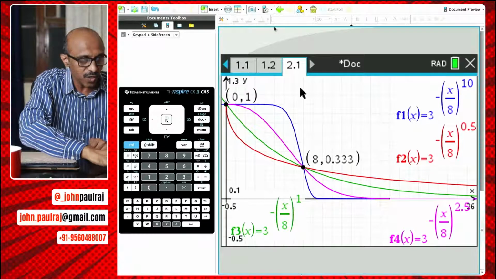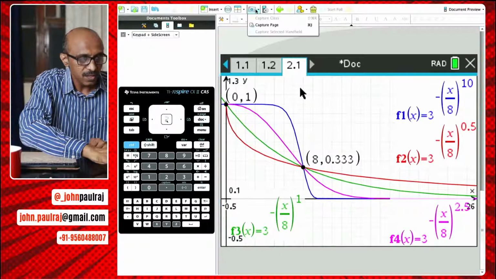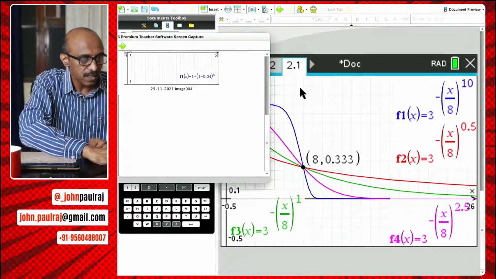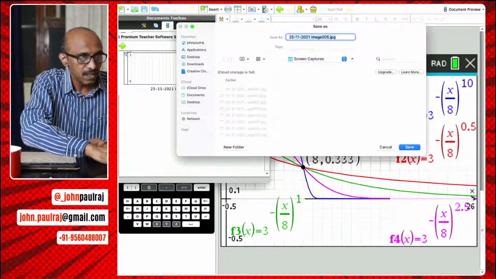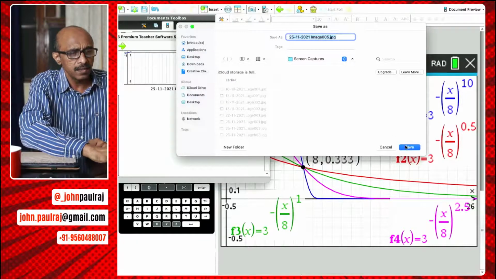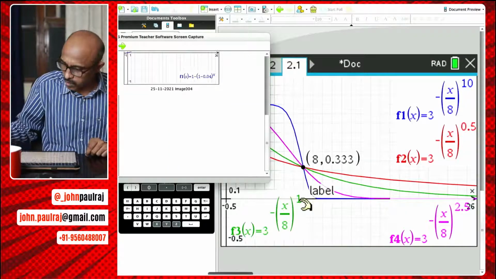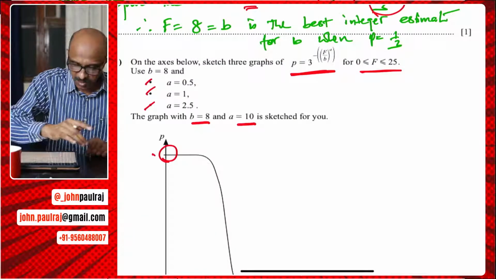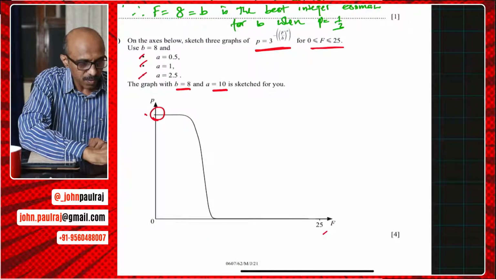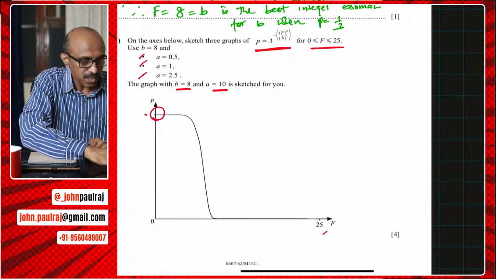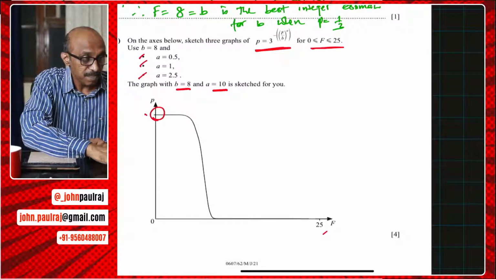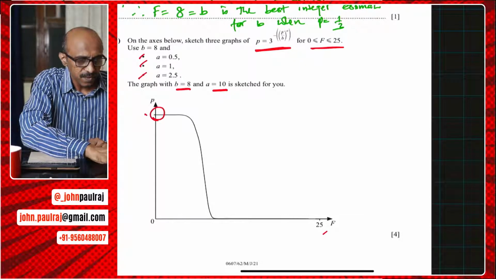I'm going to take a screenshot of this one. Here we go, screen capture, and let me make sure that it saves. Then I'm going to transfer it onto OneNote. Let me bring up the page for you guys. Where's my OneNote? The OneNote is here, where we are solving. Here we go. I'm going to try and insert it as a picture. And this is my graph. The whole thing comes out here.